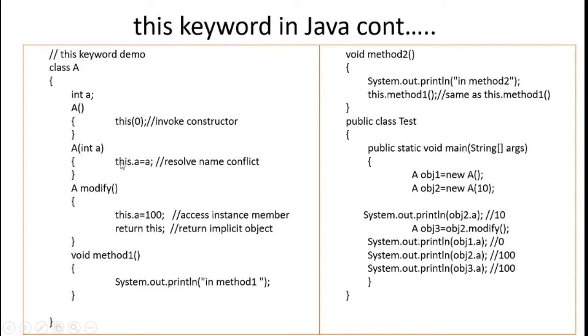In this we have resolved the ambiguity between the instance variable and the variable which is passed in the constructor. Both have the same name. So to resolve the name conflict, we have used this keyword. Then next one is the modify function. Its return type is the class name. That means it is going to return the object. So it returns the implicit object. Here we have used return this, meaning it is returning the implicit object.